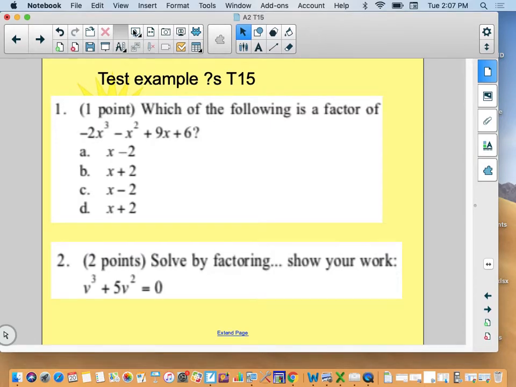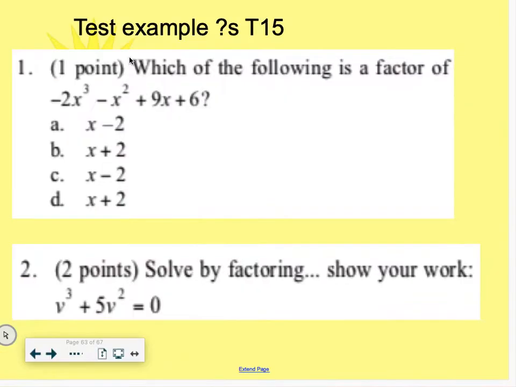Most of these are basic type level for target 15 on solving a polynomial completely. So for the first one, what I would do is use the factor theorem and say, if x minus 2 is a factor, then is f of 2 zero? Because if x minus 2 is a factor, f of 2 is going to have to be 0. And for this one, f of negative 2 would have to be 0.